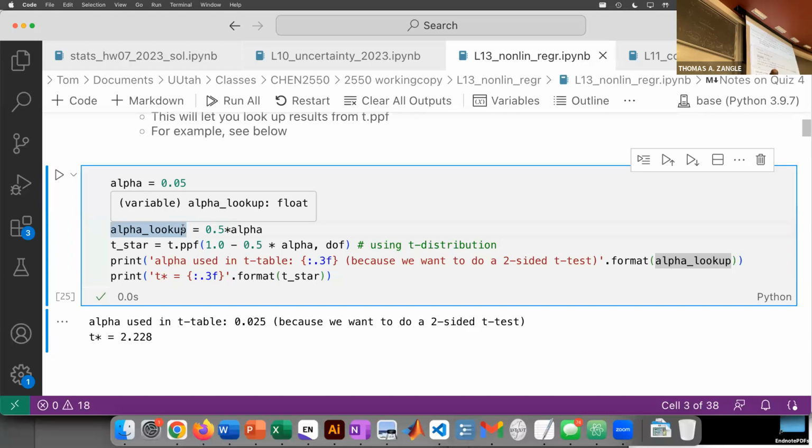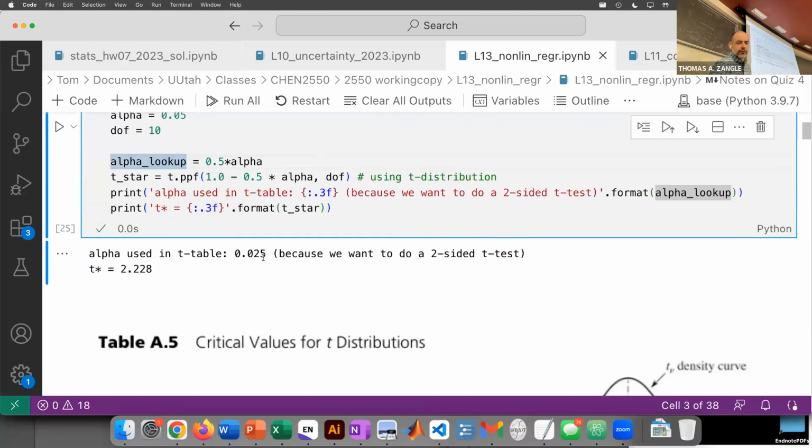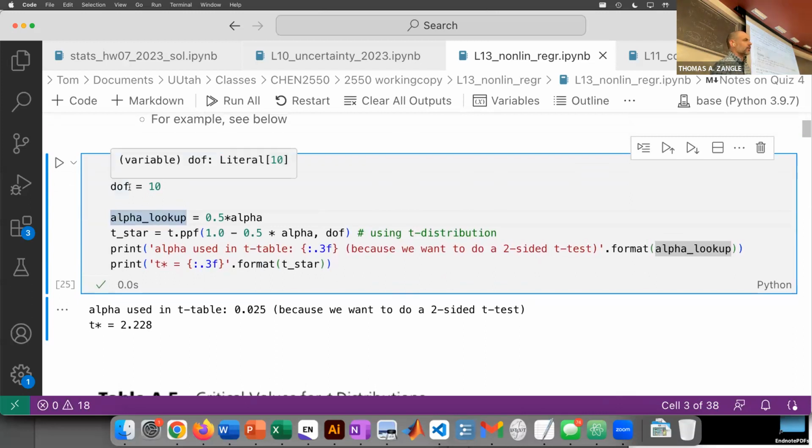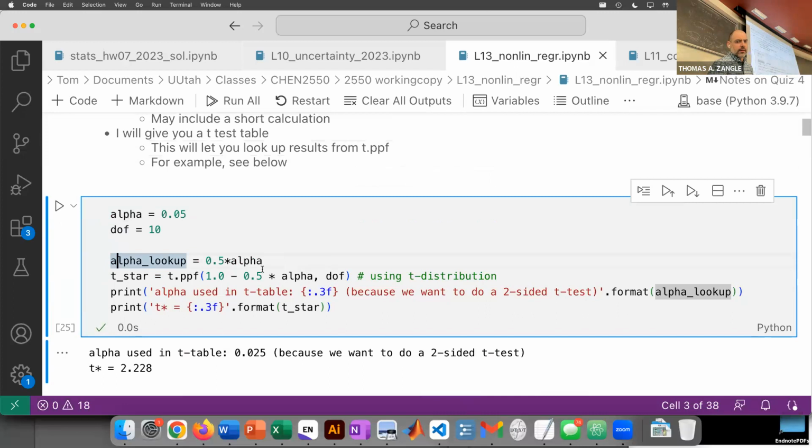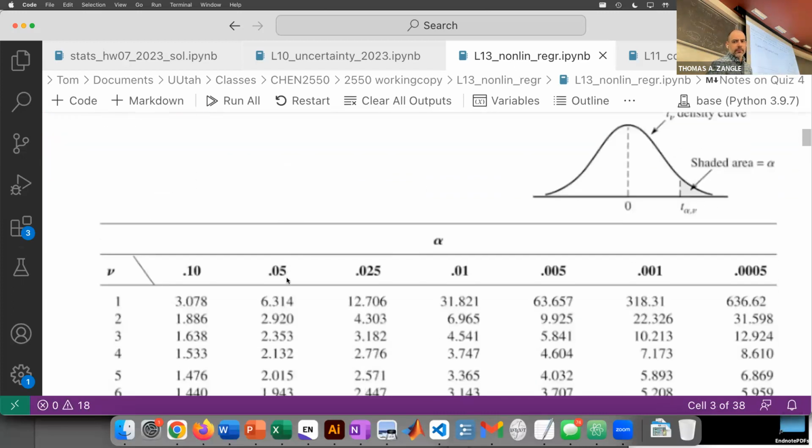So this is the result that we get from that t.ppf. We get 2.228. So we have this alpha that we're going to use in the t-table of 0.025, and we know the number of degrees of freedom, which says the shape of the t-distribution, is 10, right? Again, those are the inputs to our t.ppf function.